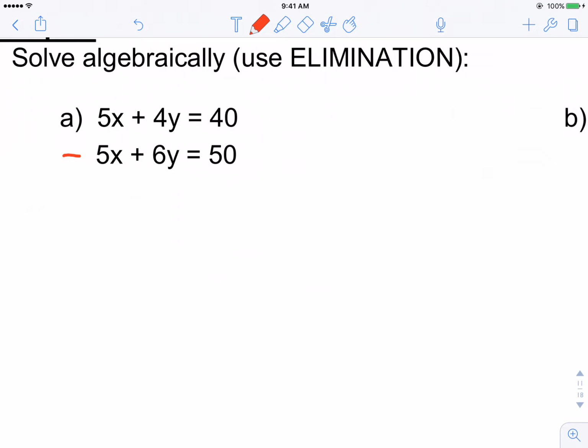Okay? Now this is a tricky step when you're doing subtraction. You have to remember our old days of subtraction, 237 take away 12.